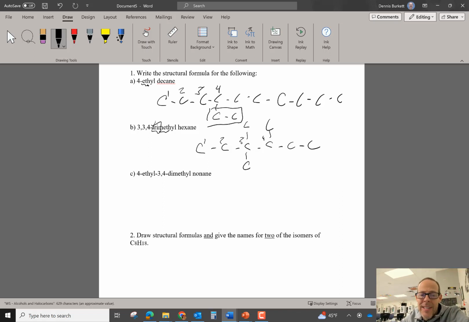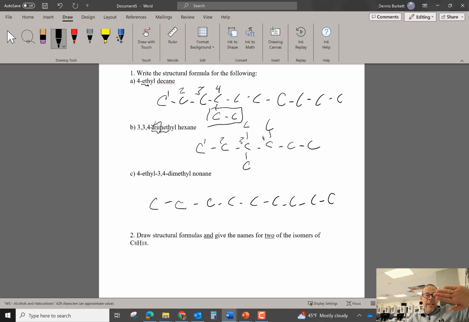So I got a nonane. Non means 9. So 1, 2, 3, 4, 5, 6, 7, 8, 9. All right. So then I'm gonna move my hand back. Oh, I've got a dimethyl. So I have 2 single carbon long chains, and there's 2 numbers in front of it. So on 3, I'm going to have a methyl, and on 4, I'm also going to have a methyl.